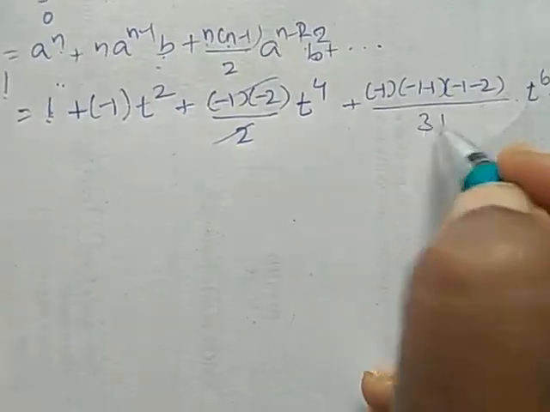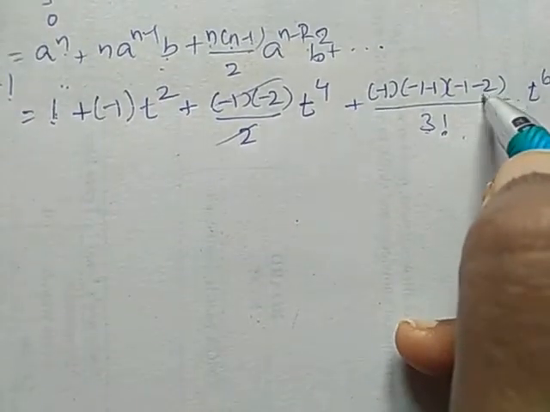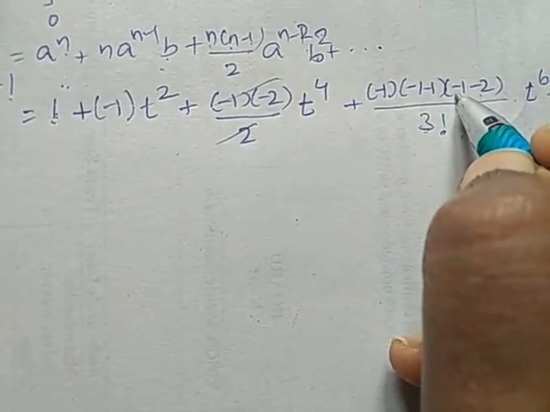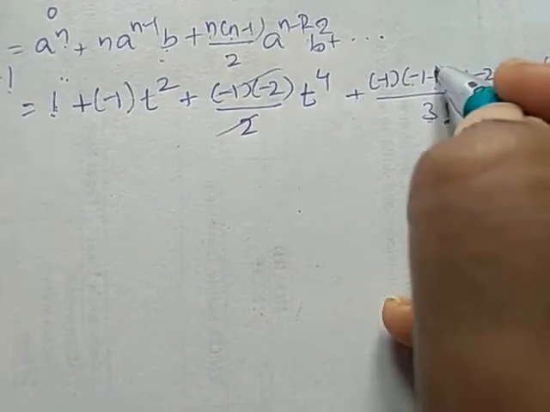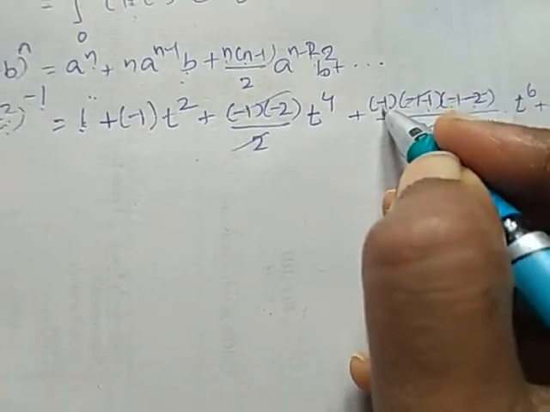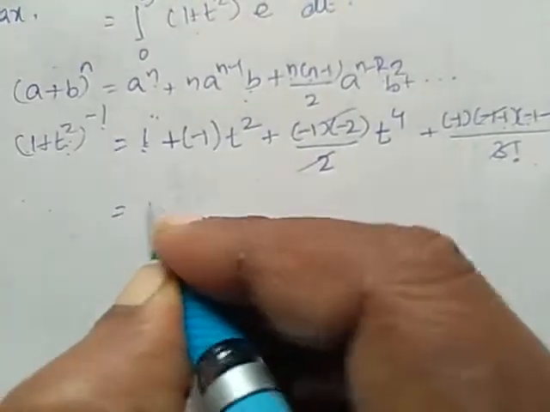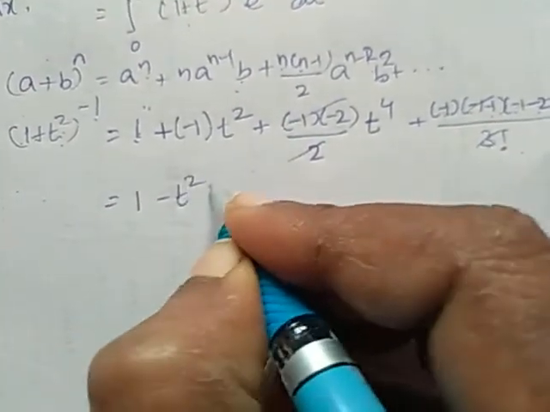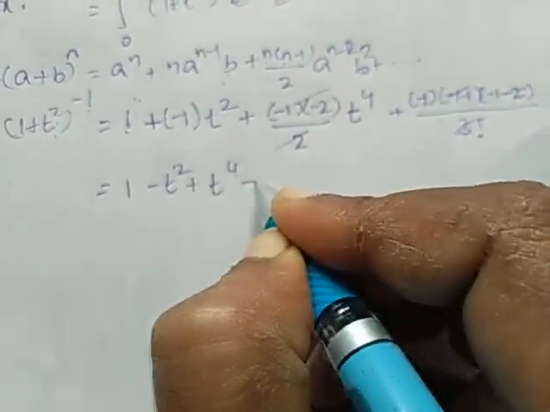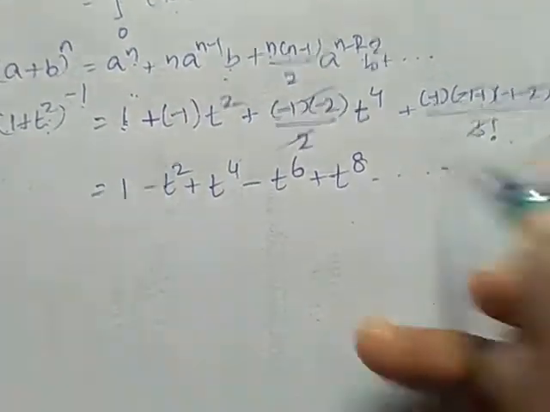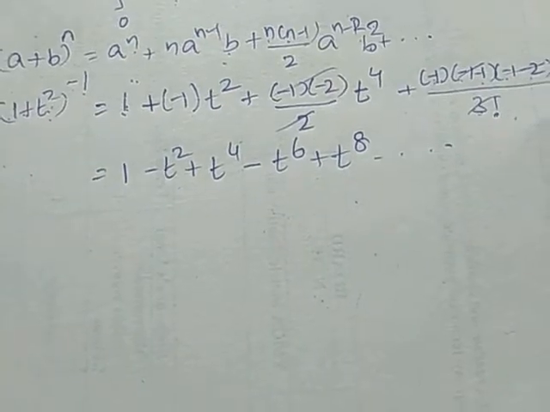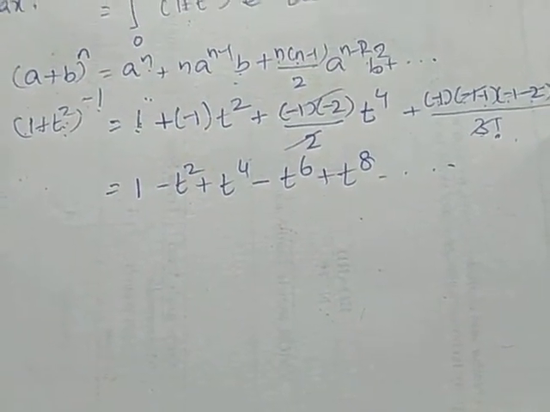Here 3 factorial is 3 into 2. Here minus 1 minus 2 is minus 3, and minus 1 minus 1 is minus 2, so this 2 will get cancelled. Here we will get a negative sign. So this we can write as 1 minus t square plus t power 4 minus t power 6 plus t power 8, etc. Now we have to write this in terms of summation.